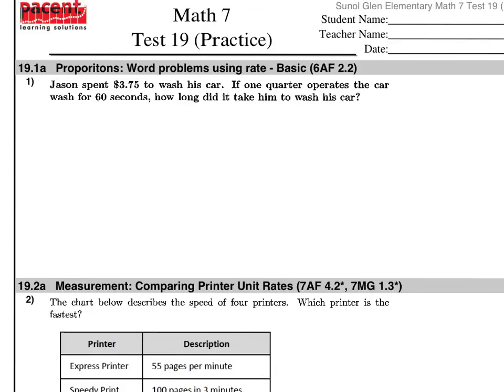Okay, 7th graders, this is your practice test for the week. We're going to walk through it. You're going to solve all the problems, write out all the solutions, and check your answers to make sure that you're good for the test on Friday. So let's take a look.